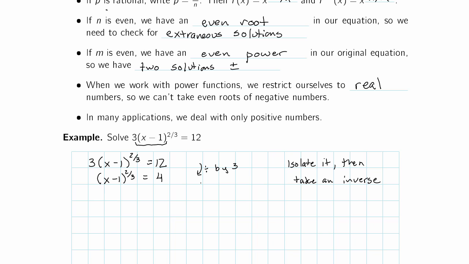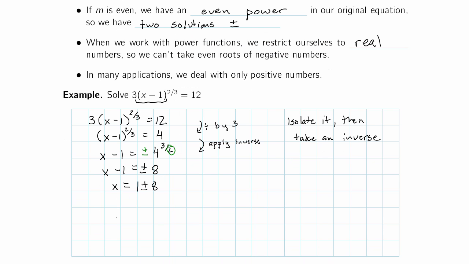Okay, and now we're going to apply the inverse. The inverse of taking the 2/3 power is taking the 3/2 power. And then, since this is even, we need a plus or a minus. So 4 to the 3/2, we can do that on our calculator, or we can work it out by hand, whichever you prefer. It's 8. 4 to the 3/2 works out to 8. And finally, we add 1 to both sides. So our solutions, x is 1 plus 8 is 9, or 1 minus 8 is negative 7.